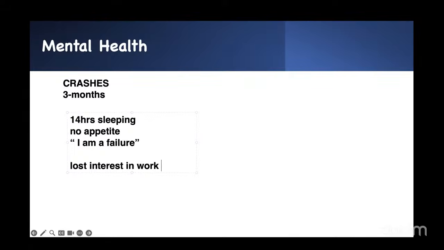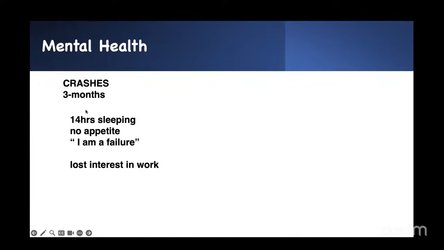What do you think is now going on with the patient who was manic? It's been 3 months on medication. They said, well, I've been sleeping for 14 hours. I can't eat anymore. I'm a failure and I've lost interest in the things I do. This is what has happened to the patient. The patient is now in what state? He's in a major depressive episode. The key here is this patient is acting different from what they were before.